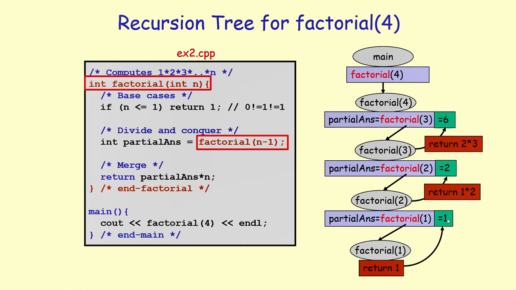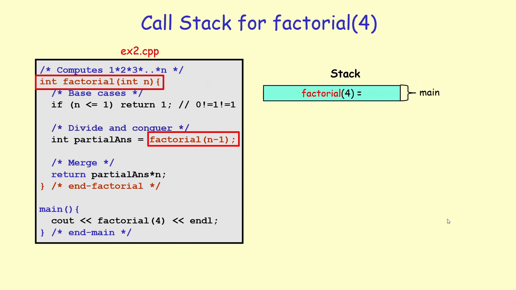The value of the partial answer would be 6, and we continue with the merge step that says partial answer times n. Partial answer is 6, n is 4, so 6 times 4, that's 24. Now we return into the context of main, where we just print the value of 24 on the screen. And here is the call stack for factorial.